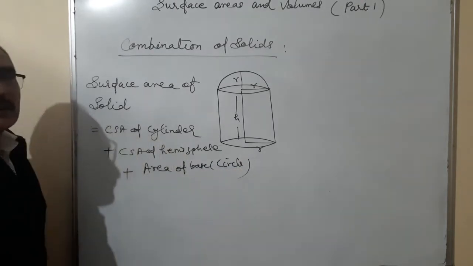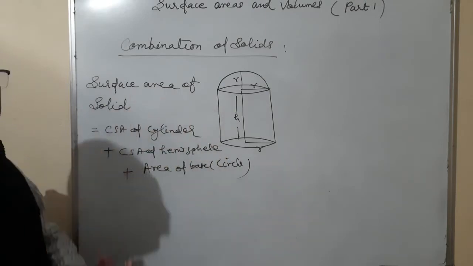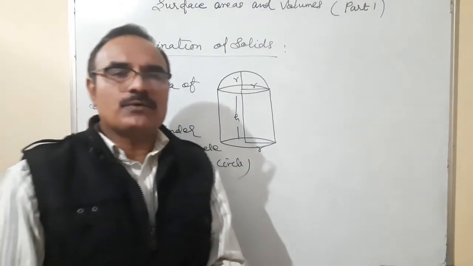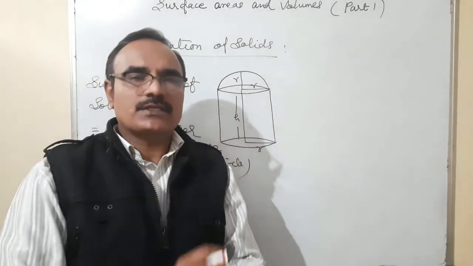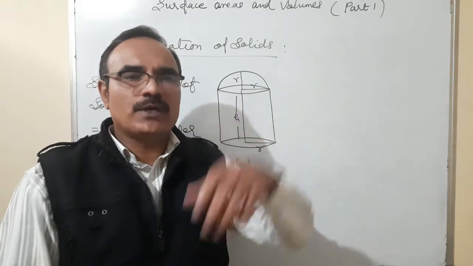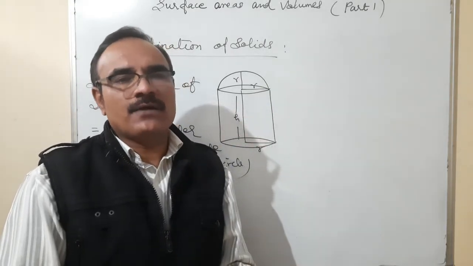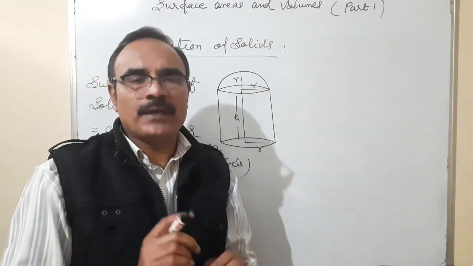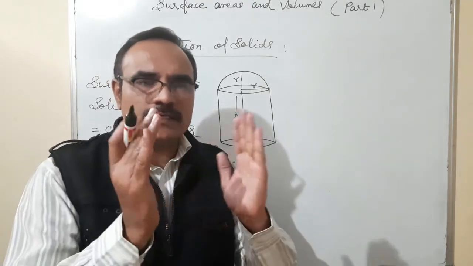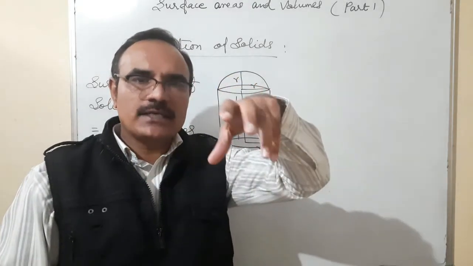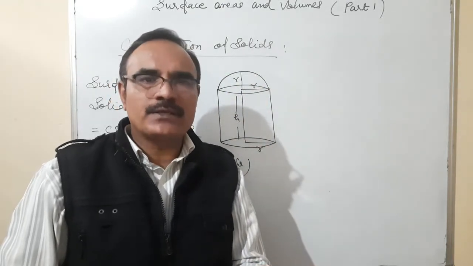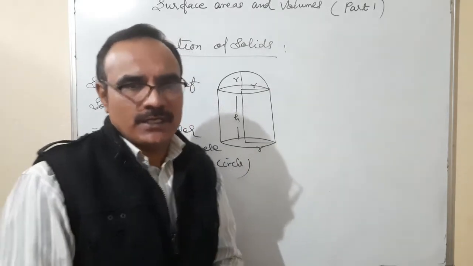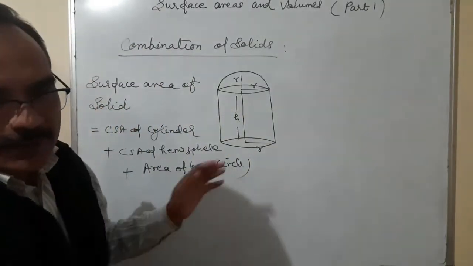So when you combine these three terms, you get the surface area of this solid. Or in other words, suppose in my hand there is a solid cylinder with one hemisphere mounted on it, and we are finding the area which is to be painted. So you can paint three portions: one is the radial surface, second is CSA of hemisphere, and third is the area of base. These three portions will be added. That would be the surface area of this solid. Is that okay?